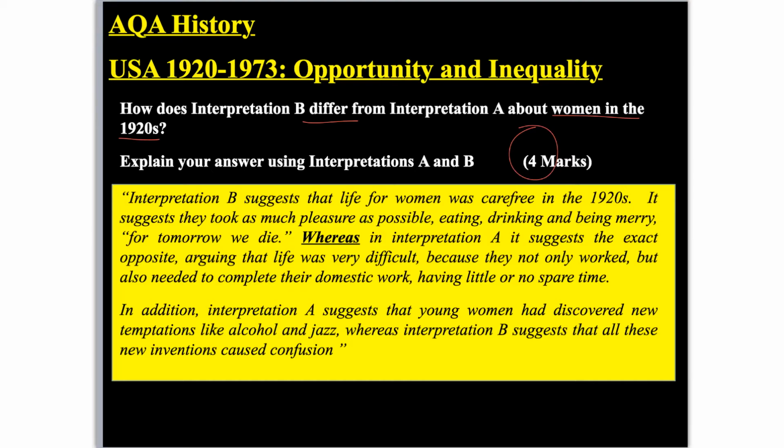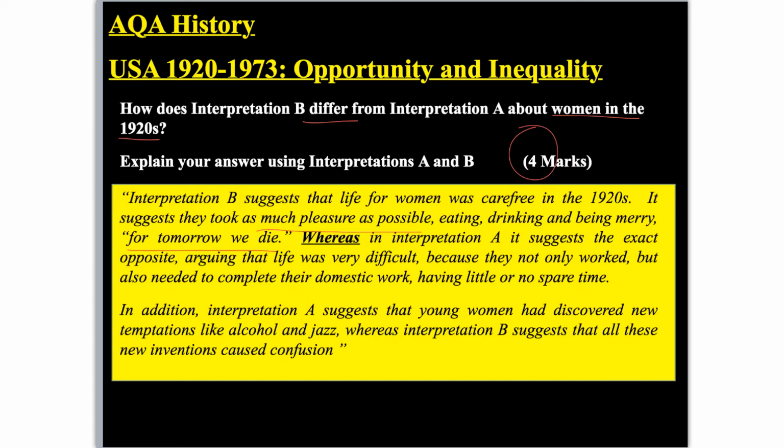So you can see here it says straight away, interpretation B suggests that life for women was carefree in the 1920s. So there's sort of a general statement as to how life was going. But more specifically, it then goes into, it suggests they took as much pleasure as possible, eating, drinking and being merry, for tomorrow we die. So a direct quote from the actual source.